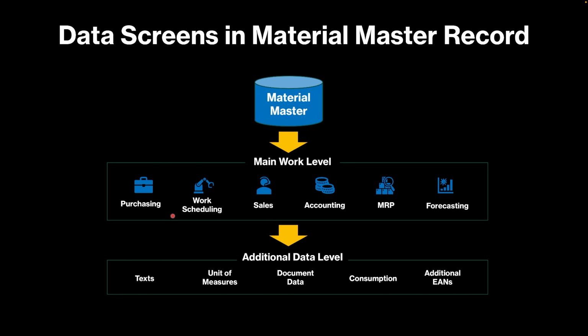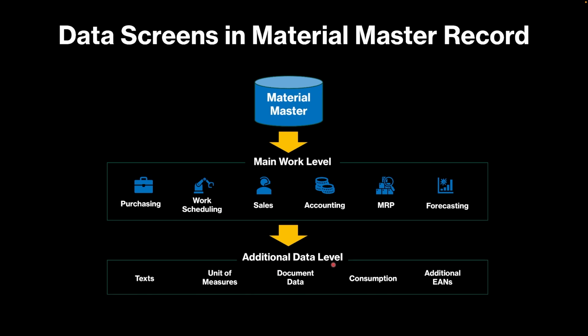Now, once you have maintained these data, you also may require to maintain some additional data. Let's say that you have maintained a unit of measurement for a material, but that material is also maintained with various other unit of measurements also. So where you can maintain those additional unit of measurements, that you can maintain in the additional data levels. Okay. So you have two data screens that will come up on the screen. One will be for the main work level and another one will be for additional data level.